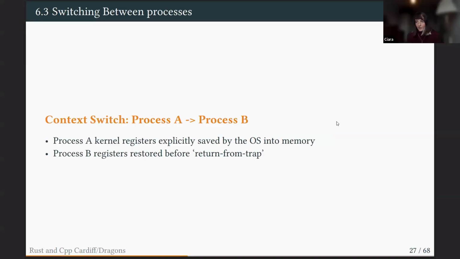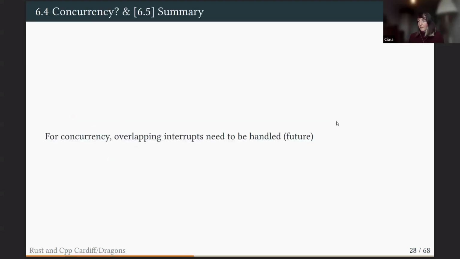So again, this is the context switch. Process A's kernel registers have been explicitly saved by the operating system into memory. Process B's registers are restored before the return from trap. So this is the slightly more expensive bit. If you just restored process A, it would be slightly cheaper because you wouldn't have to do this explicit store by the OS into memory. You would still have the kernel registers populated, and then the kernel would be doing it. It would still be a cost, but it wouldn't be as much. Switching the processes is going to be slightly more of a cost.